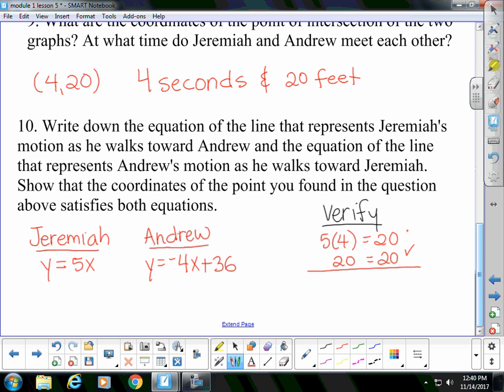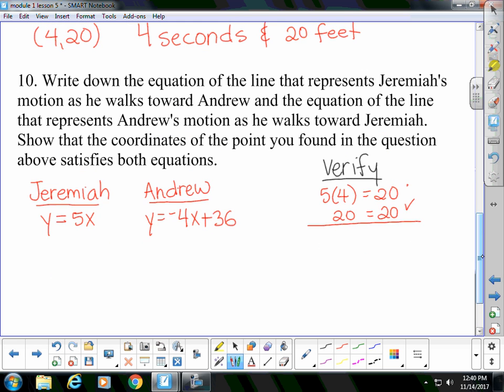So now I want to see if Andrew's equation checks out. So we're looking at negative 4 times 4 plus 20. Or no, plus 36, excuse me. And we want to see, does that actually equal 20? Well, this would be negative 16 right here, plus 36. So negative 16 plus 36, and you can put that in your calculator. And yes, that really does equal 20. So that equation does check out. Okay, so the verifying helps you to see if your equations are written correctly. So that's a very important step.